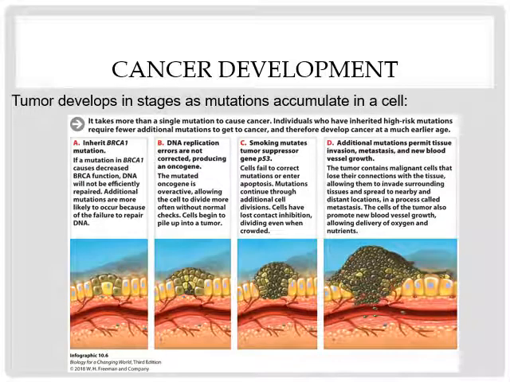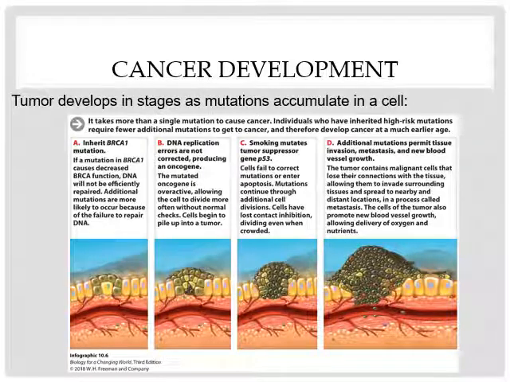Okay, so this is how you can potentially also develop a tumor, right? And tumors develop in stages as mutations accumulate in a cell. And it takes more than a single mutation to cause cancer. You're not going to get cancer because you have a BRCA1 gene mutation. You need more than that.